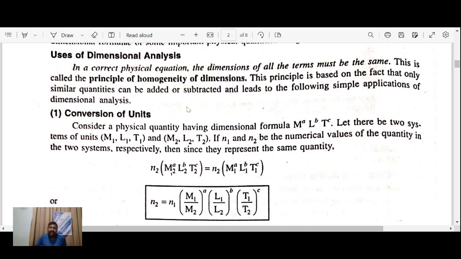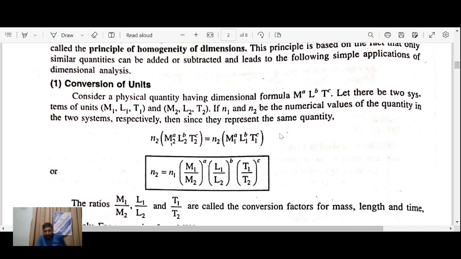Like terms can be added together or subtracted together. That's why they have explained it. Actually, they are explaining it very beautifully: in a correct physical equation, the dimensions of all the terms must be the same. I will explain this to you within another 2 3 minutes. This principle is based on the fact that only similar quantities can be added or subtracted, and leads to the following simple applications of dimensional analysis. Actually, those are the applications. First one, the conversion of units. Now you can see the conversion of units, right?